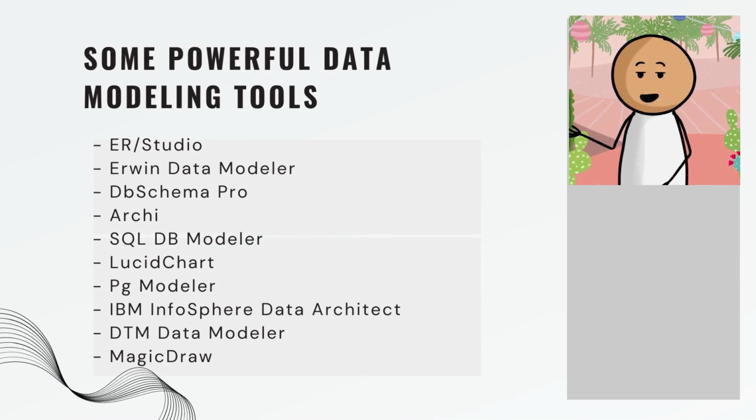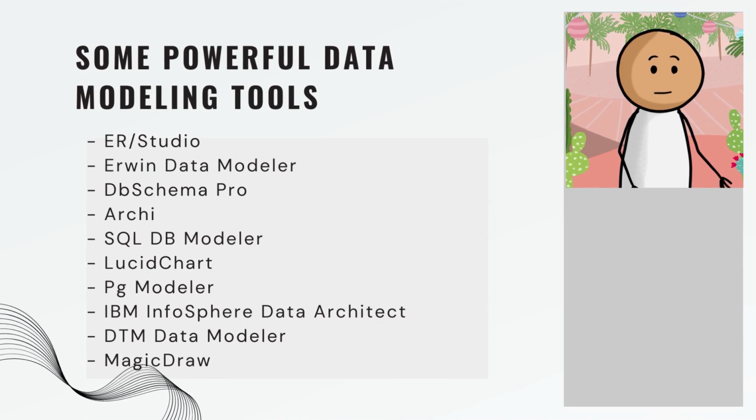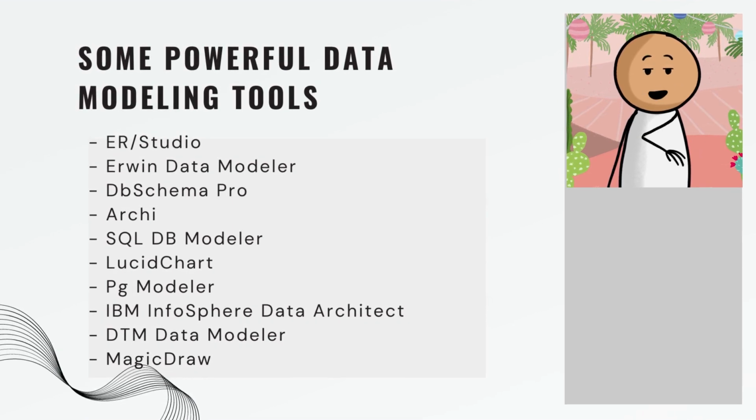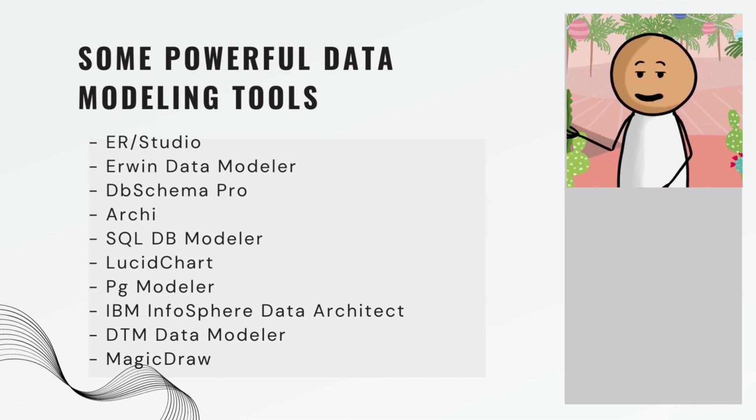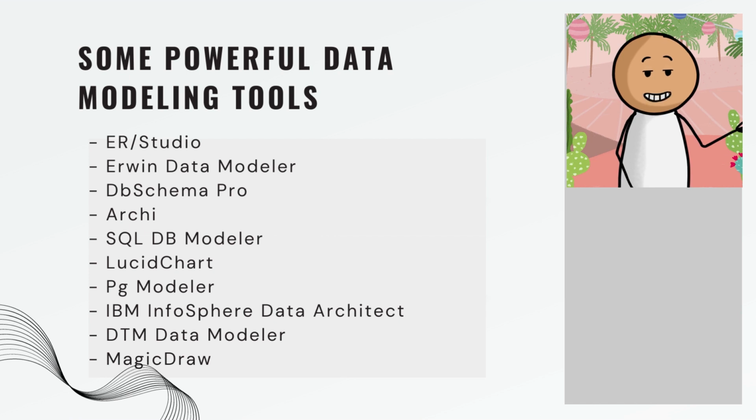Now let's look at some powerful data modeling tools. These are some examples of data modeling tools. We have ER/Studio, Erwin Data Modeler, DB Schema Pro, Archi, SQL DBM, Lucidchart, pgModeler, IBM InfoSphere Data Architect, DTM Data Modeler, and MagicDraw. So data architects can use one of these to design a data model.